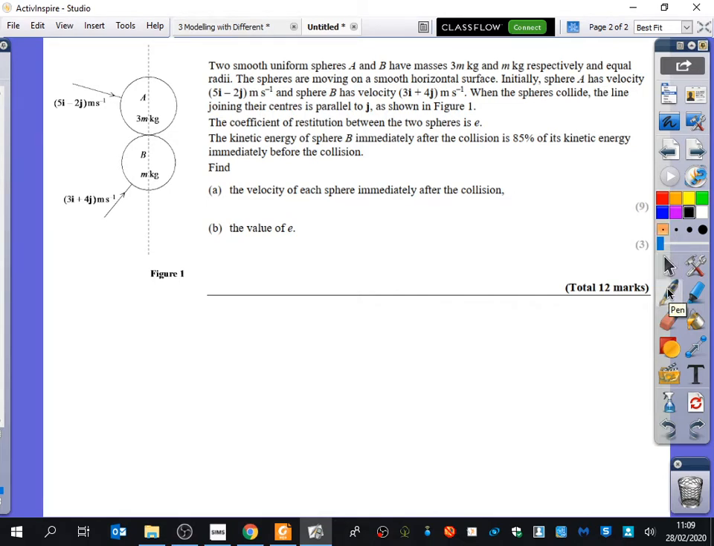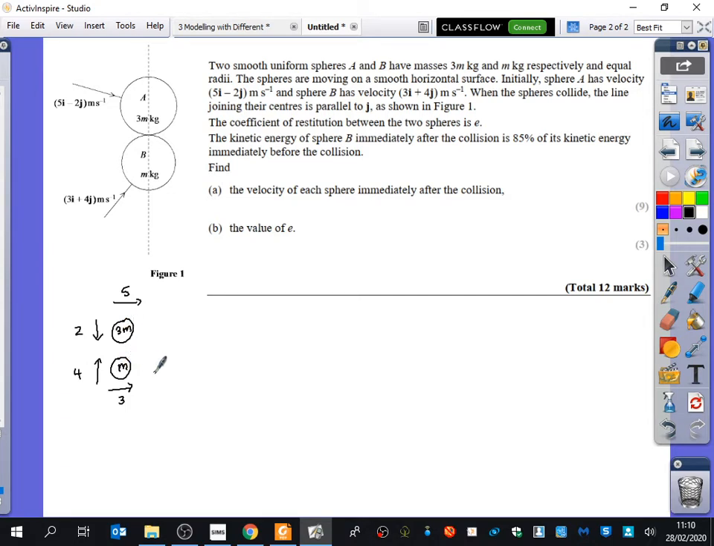Okay, so I'm going to draw out my diagram again. I've got these two things like this. This one is coming 5 along and 2 down. And I've put the 5 here because it's not going to change, is it? And then this one is coming 3 along and 4 up. So I'm going to put the 3 along because it's not going to change. And then you've got the 4 up that's here. This has a mass of 3m. This has a mass of m.